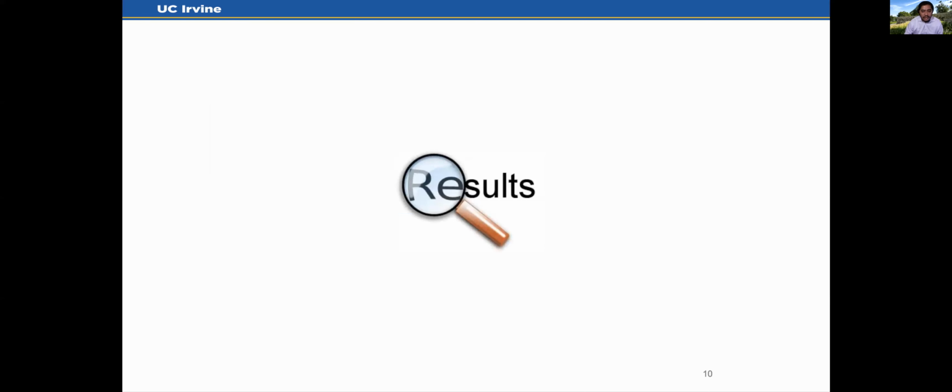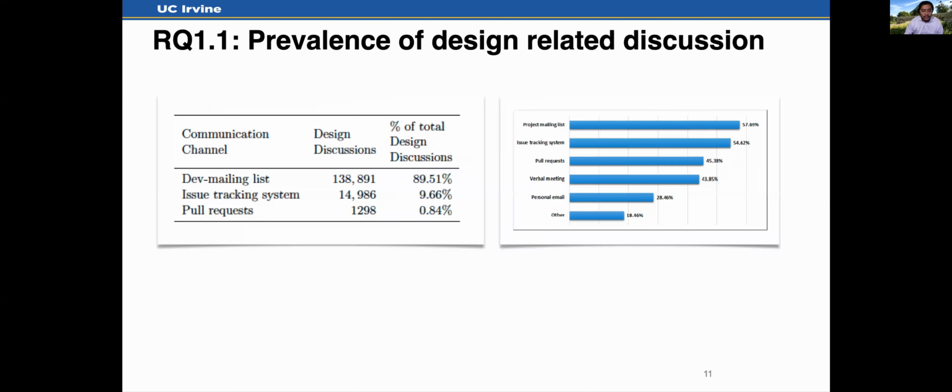So now we will talk about the findings of this study. When we looked into the prevalence of design-related discussion, we found that though developers use multiple channels, the mailing list is where the majority of discussions take place. 89.5% of the discussions in our dataset happen in the developer mailing list, as you can see in the figure on the left side. Through manual inspection, we found that Apache has a culture of starting discussions in email, and upon agreement, moving to the issue tracker for implementation. Since email allows developers to have lengthier discussions, this might be another reason for email to be the most frequent channel used for design-related discussion.